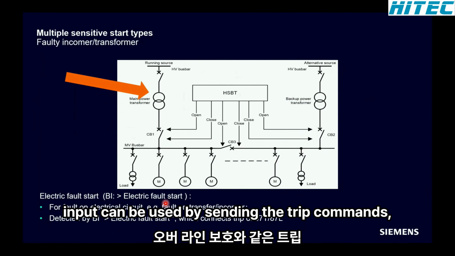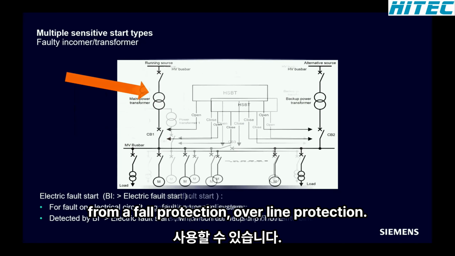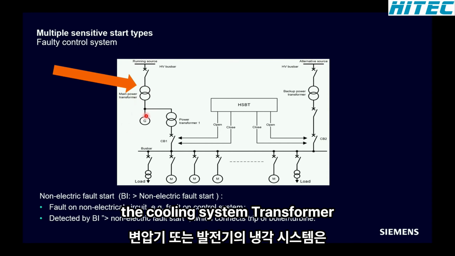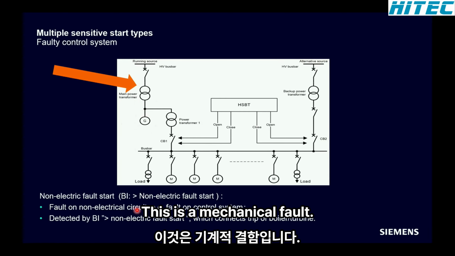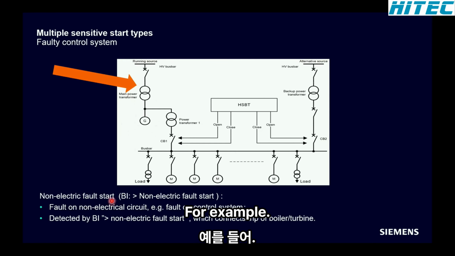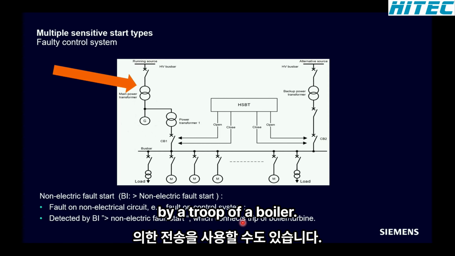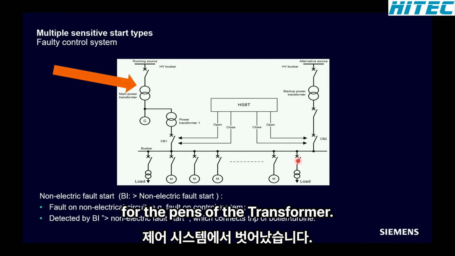And this binary input can be used by sending the trip commands, for example, from a transformer protection or from a line protection. We can have a problem in a control system, for example, the cooling system of a transformer or the cooling system of a generator. This is not an electrical fault start. This is a mechanical fault start, for example. And therefore, we can also use a binary input to start the transfer by a trip of a boiler, of a turbine, or of a control system for the fans of the transformer, for example.